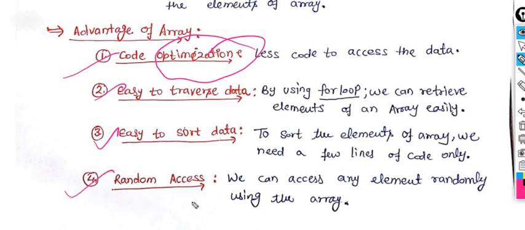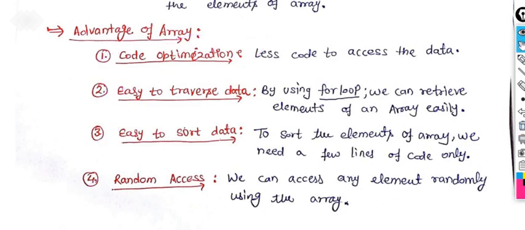Last but not least, random access. What does it mean? We can access any element randomly in the array by using the concept of indexing. We assign the index, and with the help of those indexes we can access any element throughout the array. Whether the array consists of 100 elements or 1000 elements, we can take out a single random element with the help of its index. These are the specialties of the array.